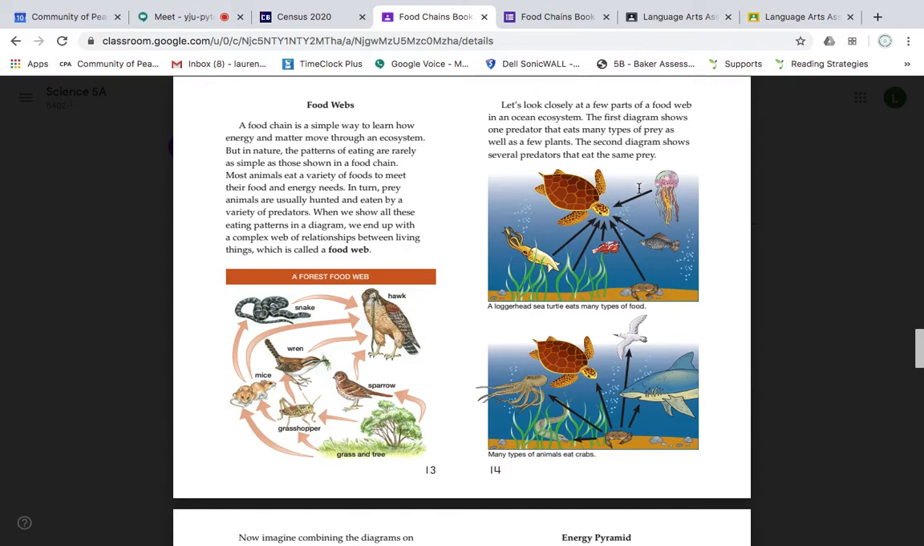So up here, let's see, our first one. This sea turtle eats lots of types of food. He eats all of these things. And down here, this little crab, many types of animals eat this little crab.